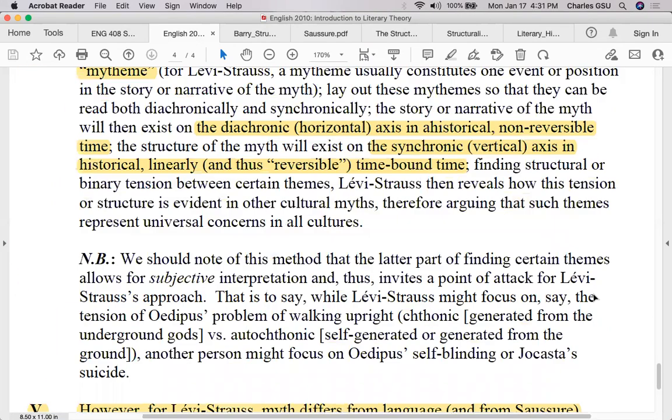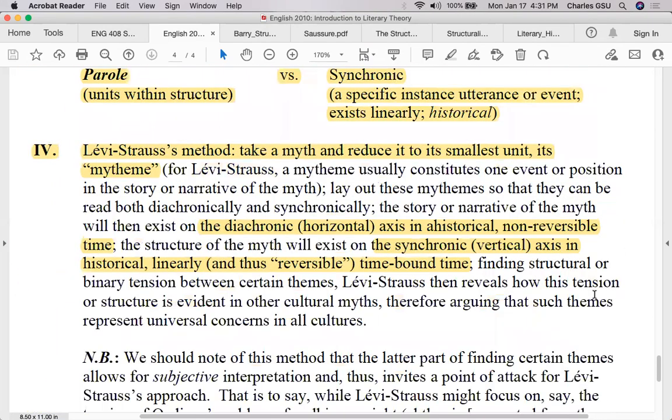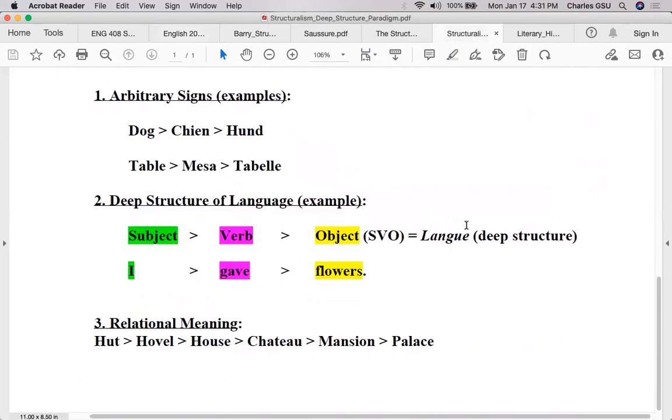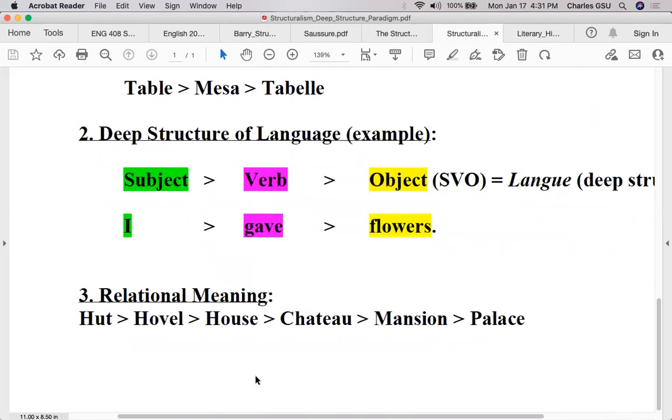I'm not sure if I have it on this one, but on this image here, here's relational meaning that Saussure uses in his course on general linguistics. And Barry also picks up on that each word here exists on its own, but it exists automatically in relation to all of the others.